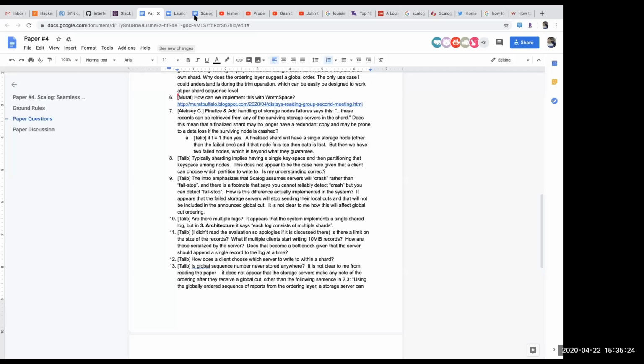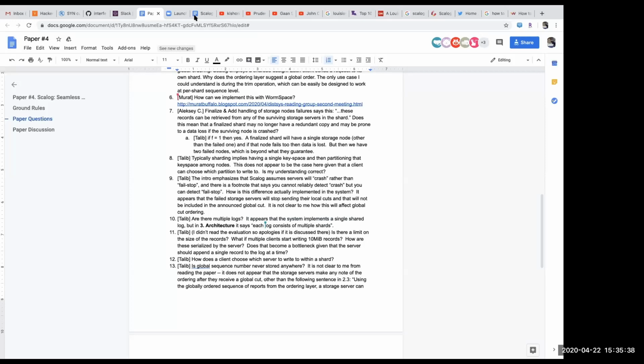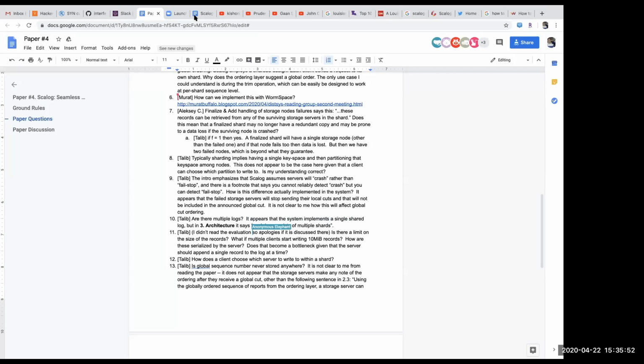So my understanding was there's a single log, but then in the architecture part, they say each log consists of multiple shards. Does that mean a single instance of Scalog has multiple logs, or is this just a minor nit, that it should have been a log consists of multiple shards? I guess a log consists of multiple shards. Yeah.